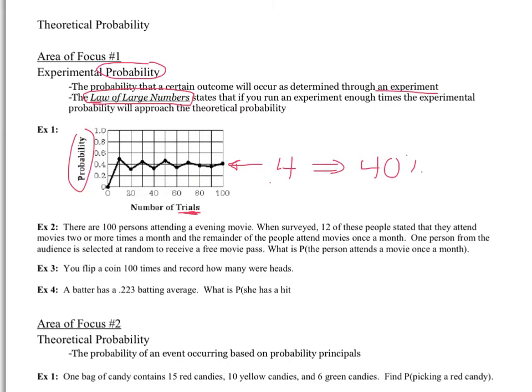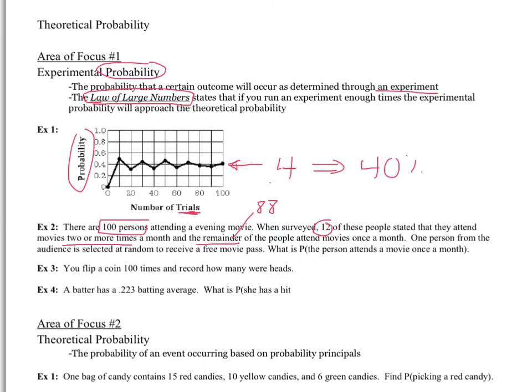Okay. Now, again, experimental probability needs you to do an experiment or to collect data. In example 2 here, you're doing a survey basically of 100 people. And from that survey, you're getting information. They say that 12 people say they attend movies 2 or 3 times a month. The remainder, which would be 88, attend movies once a month.